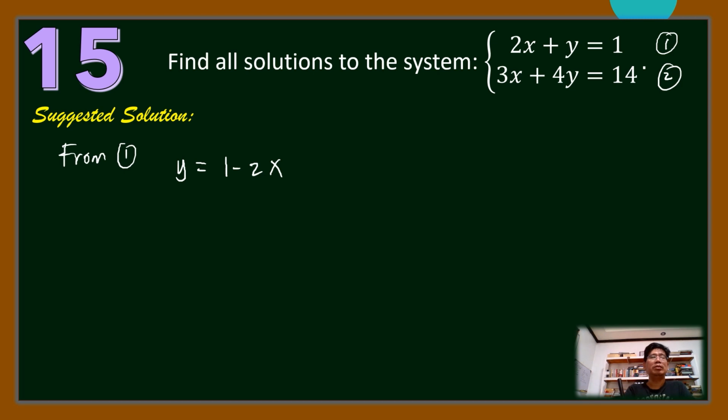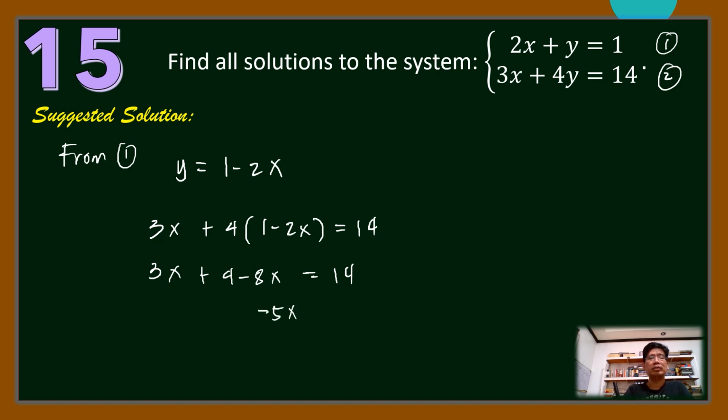Let us substitute the value of y to equation 2. Then we have 3x plus 4 times 1 minus 2x equals 14. Then let us solve for x. 3x plus 4 minus 8x is equal to 14. 3x minus 8x is negative 5x. Subtracting 4 from both sides of the equation, we have 14 minus 4, that's 10. Then x is equal to negative 2, dividing both sides of this resulting equation by negative 5.